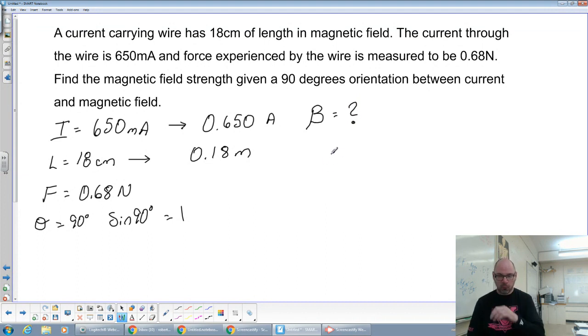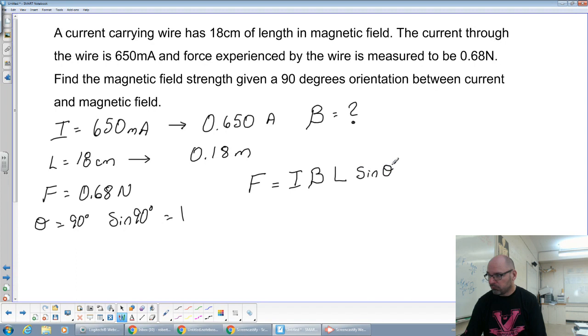Again, we can rearrange the formula or we can plug it in. Last time we just rearranged it. This time let's just plug it in and then work it out algebraically, in case you're more used to doing that. So the force equals the current times the magnetic field times the length of the wire times sine theta. I like to rearrange it first, but in this case we're going to do it the other way.